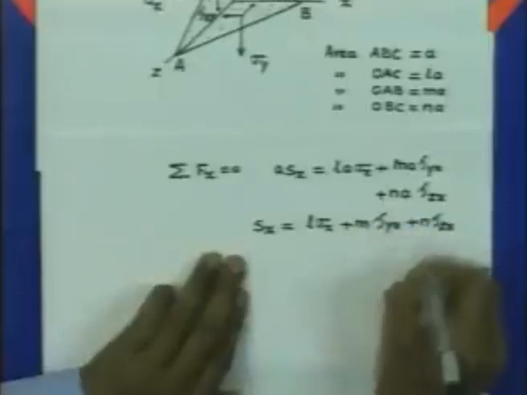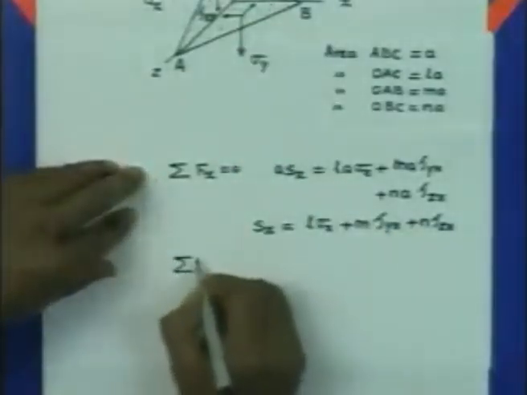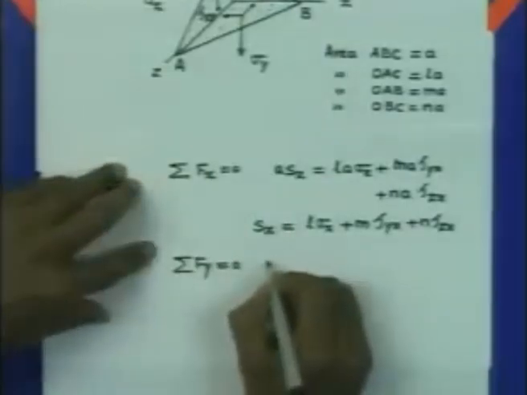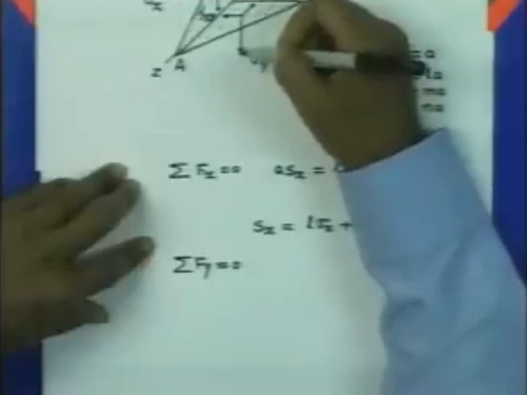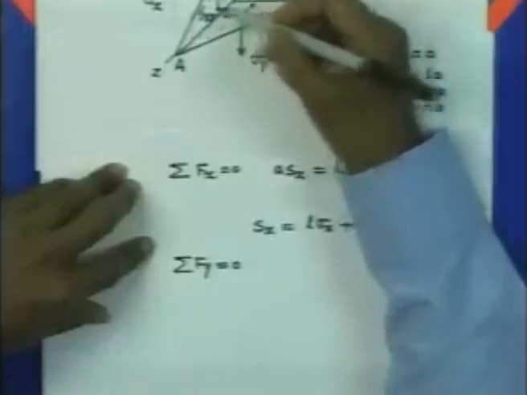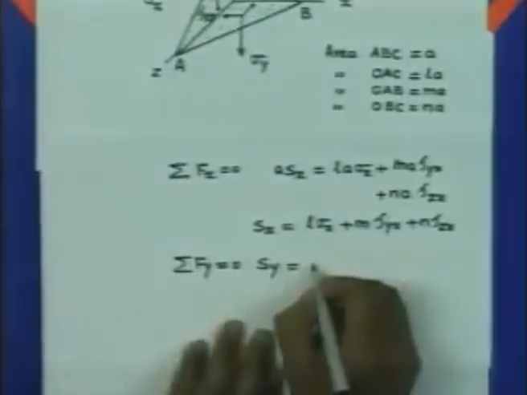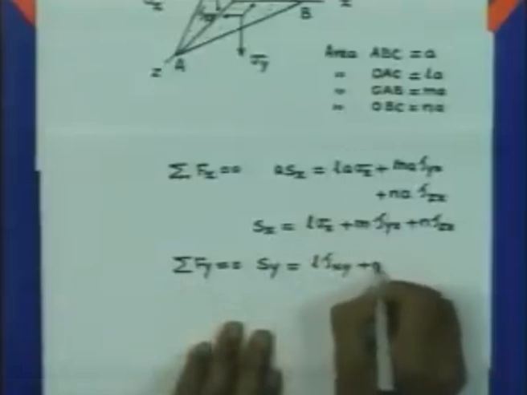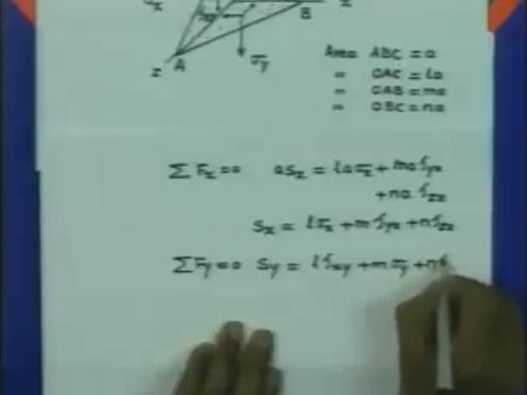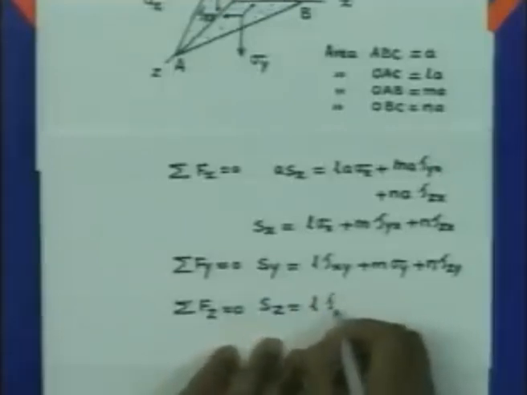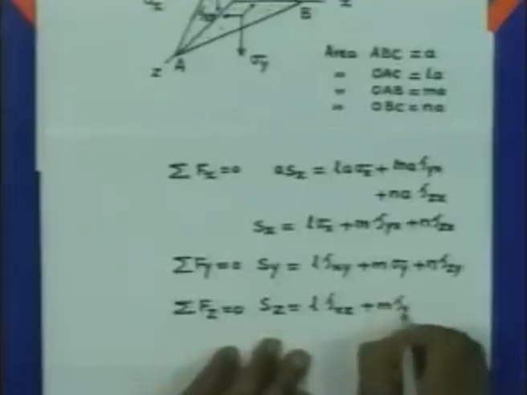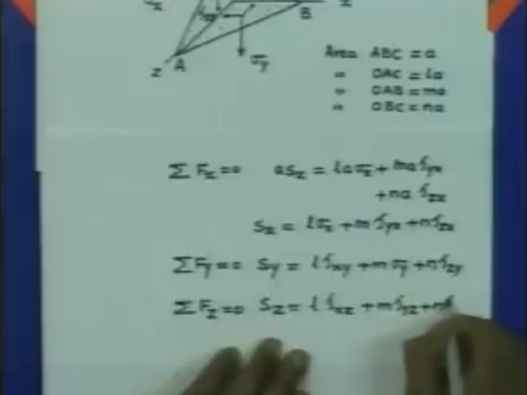I can write the equilibrium equation in the y direction by similar consideration; it is very simple. The force in this y direction is given by this traction, and it is balanced by the forces coming from the shear stress of this one and this one. If you simplify, Sy is equal to L tau xy plus m sigma y plus n tau zy. Similarly, if you consider the equilibrium in the z direction, it gives Sz equal to L tau xz plus m tau yz plus n sigma z.